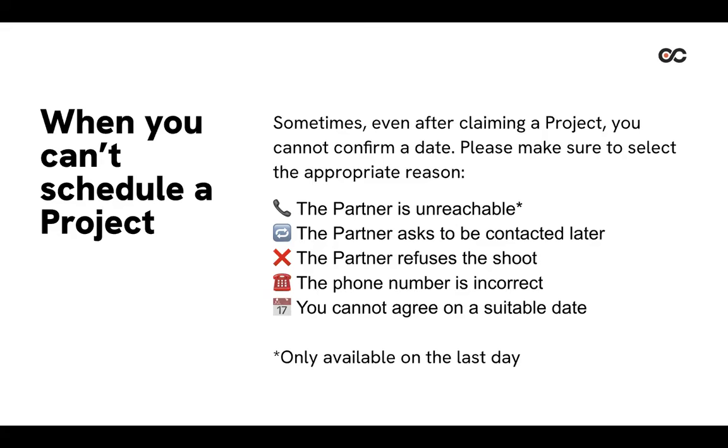The other one is that the phone number might be incorrect. If the phone number is incorrect, we send that over to support. Then support tries to get in contact with the business. They use whatever channels they have. So that's another avenue that we are trying to take. And just the last one is that you cannot agree on a suitable date.